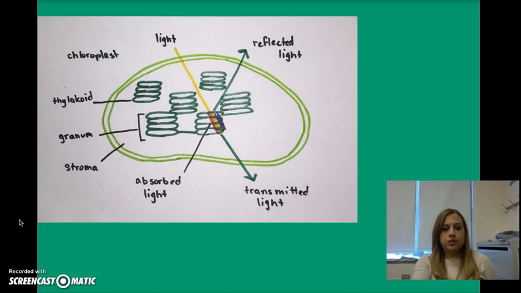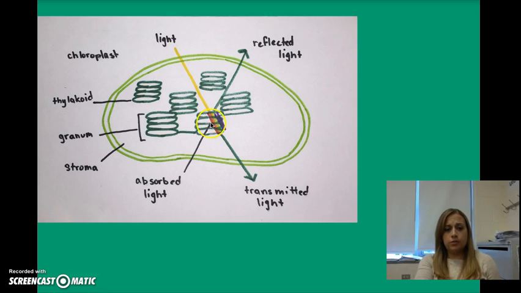Here we have just a diagram of a chloroplast. So the chloroplast has an inner and an outer membrane. And then you can see here we've got light coming in. These are individually the thylakoids. This is the location of where photosynthesis takes place. When you have several thylakoids stacked together, you have a granum, and then the fluid area around is the stroma. But light is going to come in, it's going to strike the thylakoid membranes.